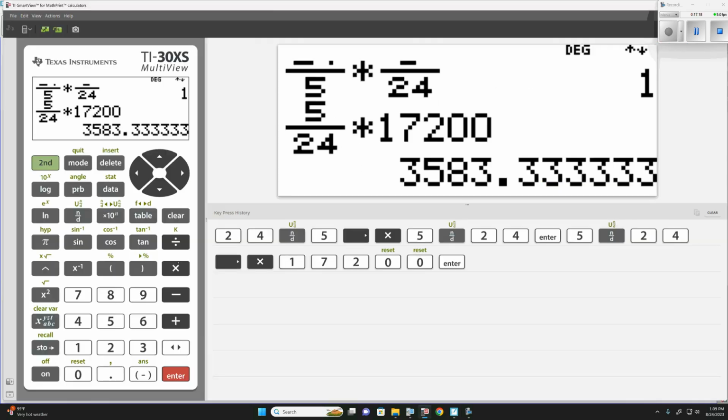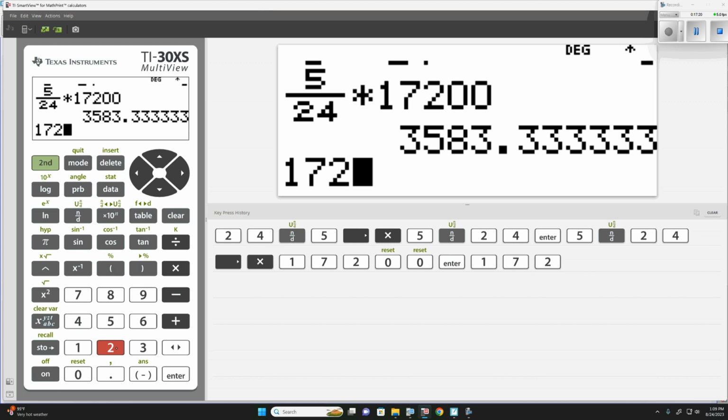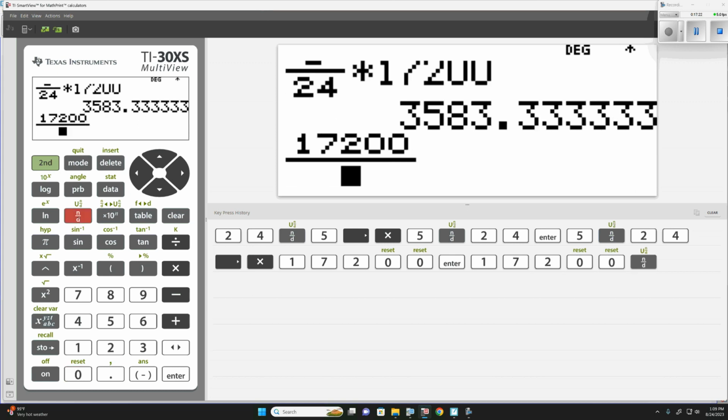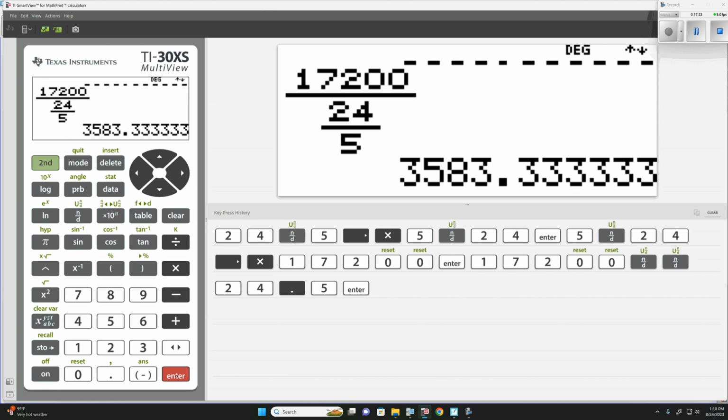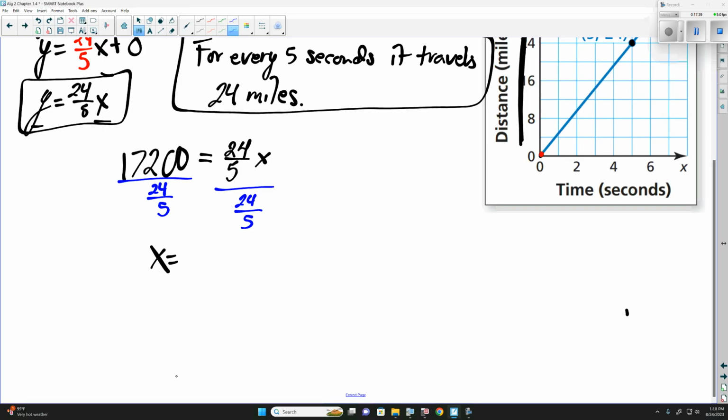I'm going to pull the calculator back up. So I could say 17,200 over 24 over 5. Well, originally we got 3,583.3 repeated. We do the exact same thing. We could do it either way. So we can multiply by the reciprocal of the fraction and get our answer, or we can just divide by that fraction. And we get the exact same thing.